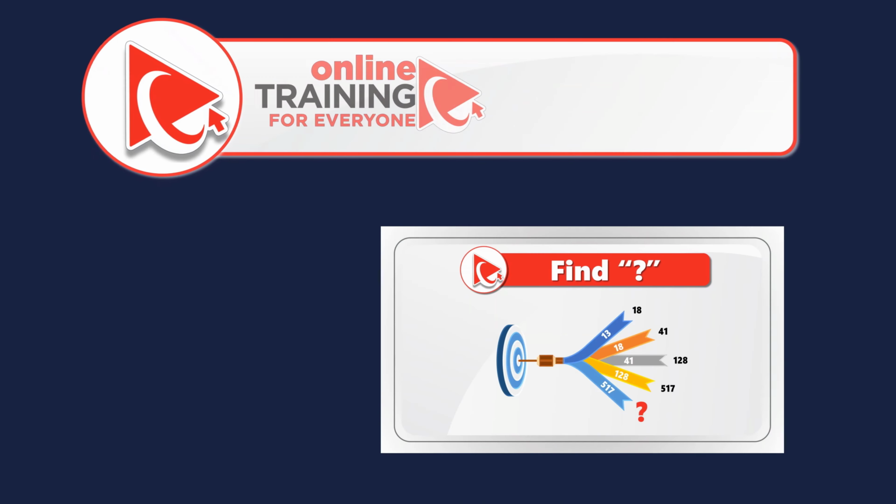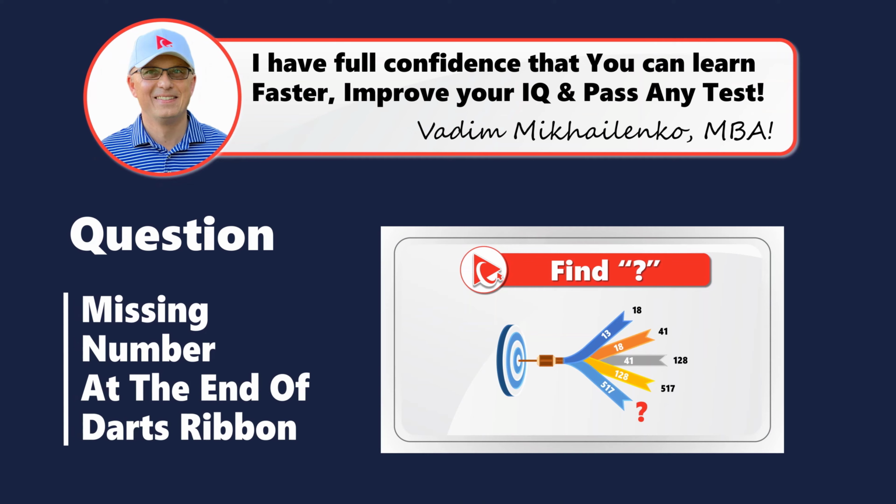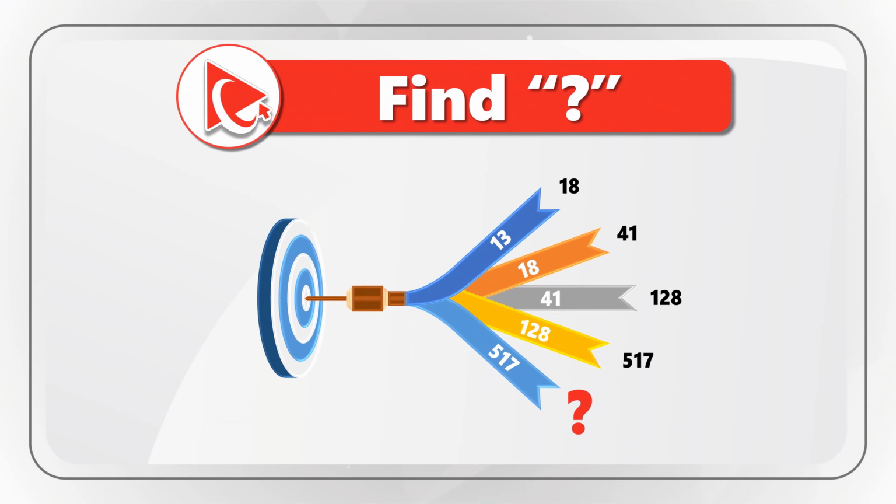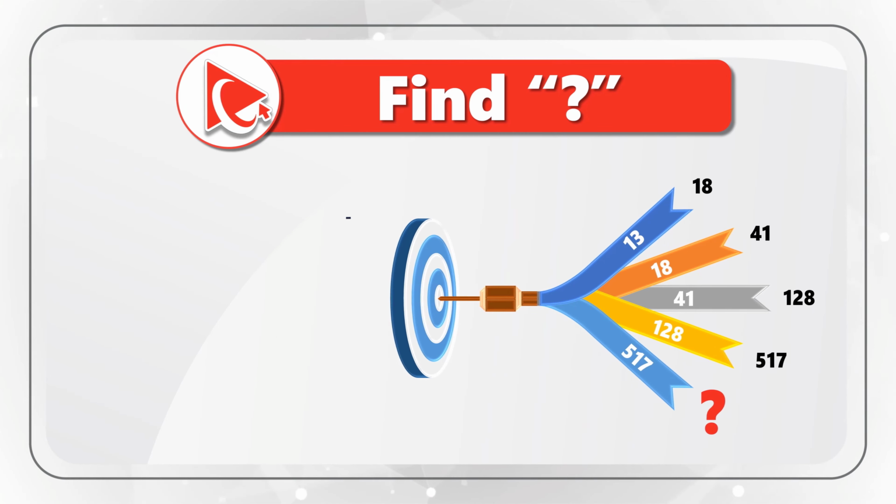You will enjoy this question because it tests your logical thinking and analytical skills. You're presented with the dart in the exact middle of the dartboard. Dart has numbers on top of the ribbon and at the end of the ribbon. The numbers on the ribbon are 13, 18, 41, 128, and 517. Numbers at the end of the ribbon are 18, 41, 128, 517, and then comes the missing number you need to calculate and select out of 4 possible choices.